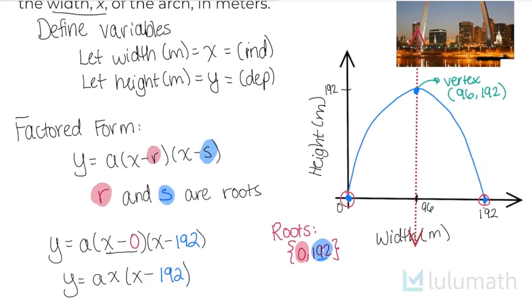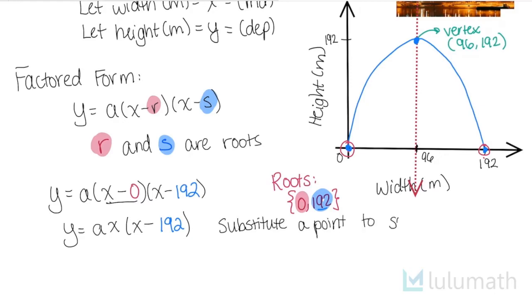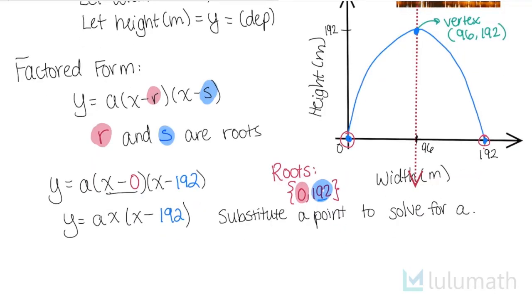Now I can substitute a point in. The point that I will substitute in is the vertex, because that's the only other point that I have that's not a root. So we know that the x value of our vertex is 96 and the y value of our vertex is 192. So we will replace the x's with this 96 and we will replace the y with the 192. So this will say 192 equals a times 96, times another (x minus 192).